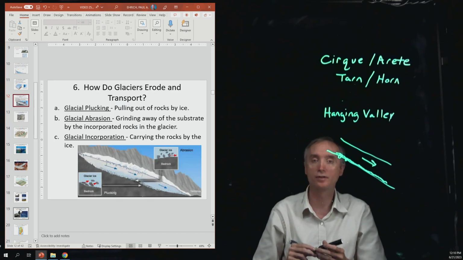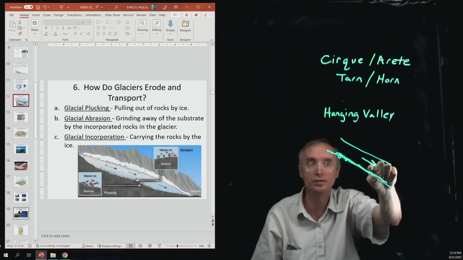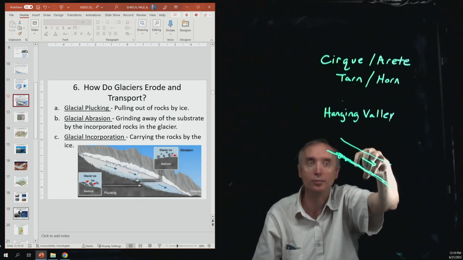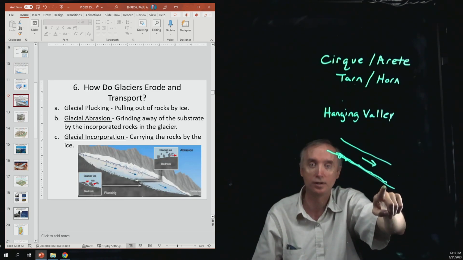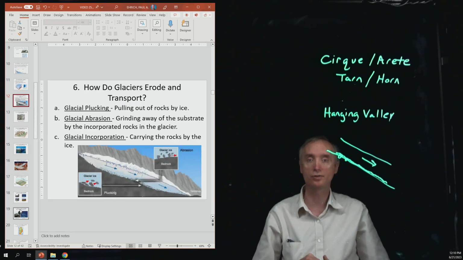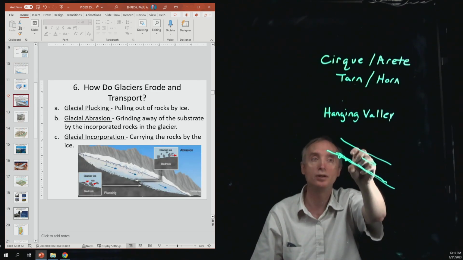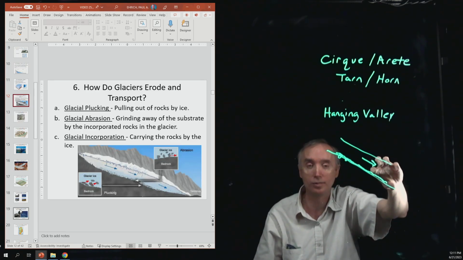You could also have glacial abrasion. As these rocks that get caught up in the ice are moving downhill, they are going to be scraping up against the existing rocks that are down here, and so that's going to be called glacial abrasion. And then these rocks can be incorporated into the ice sheet itself and are going to be carried, or transported, downslope.